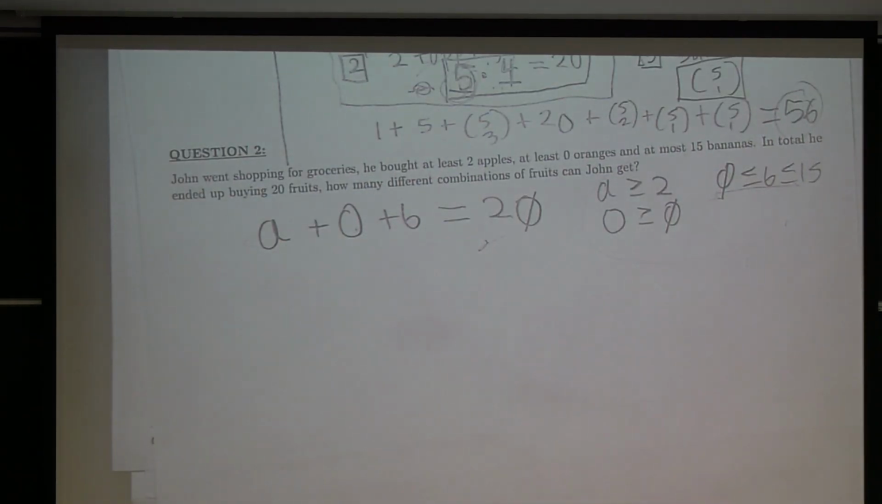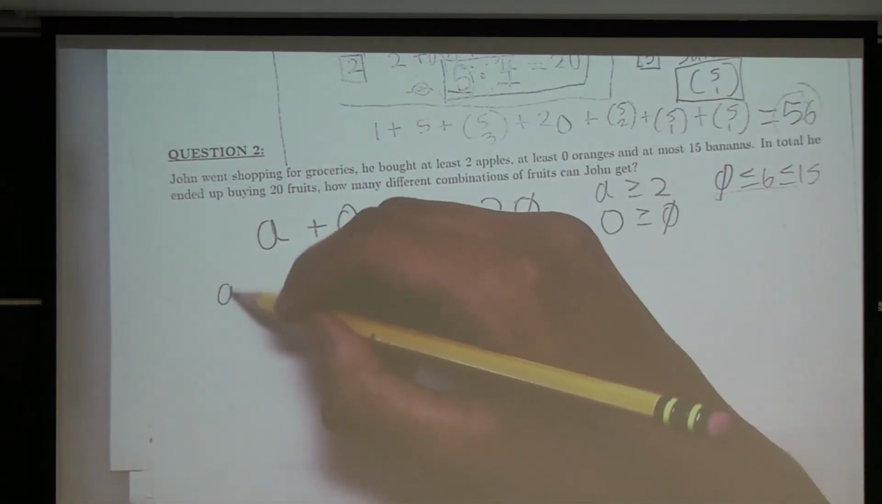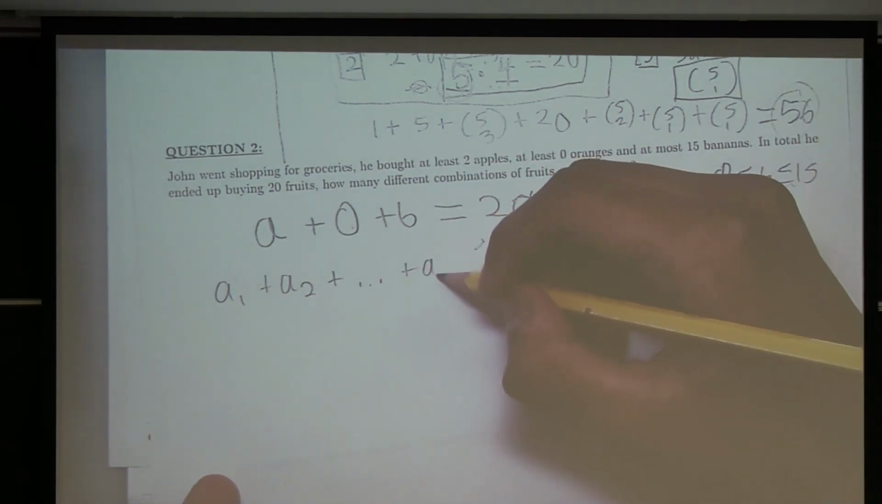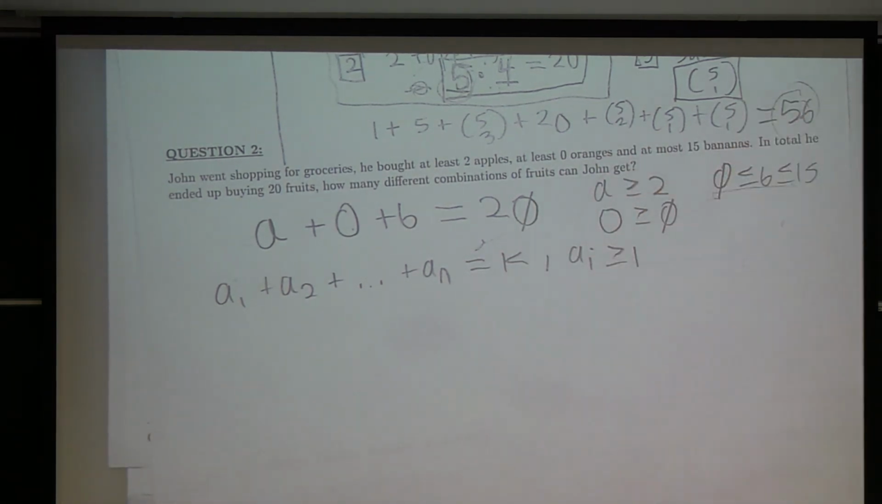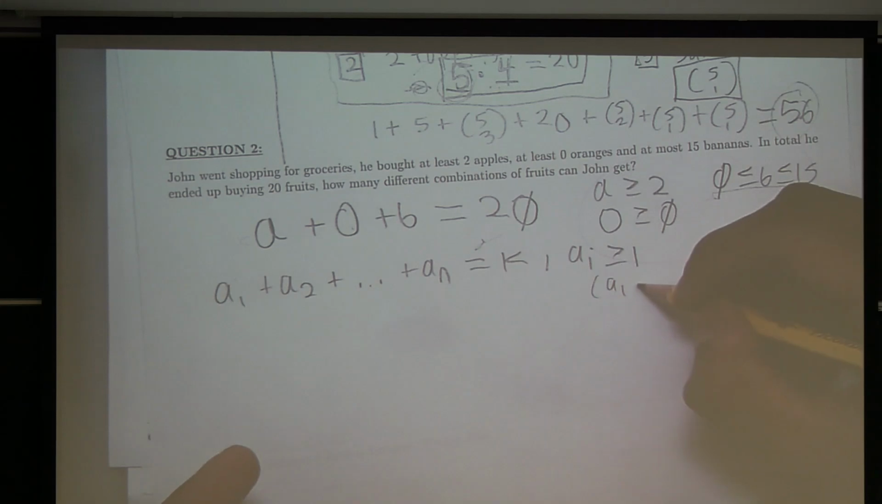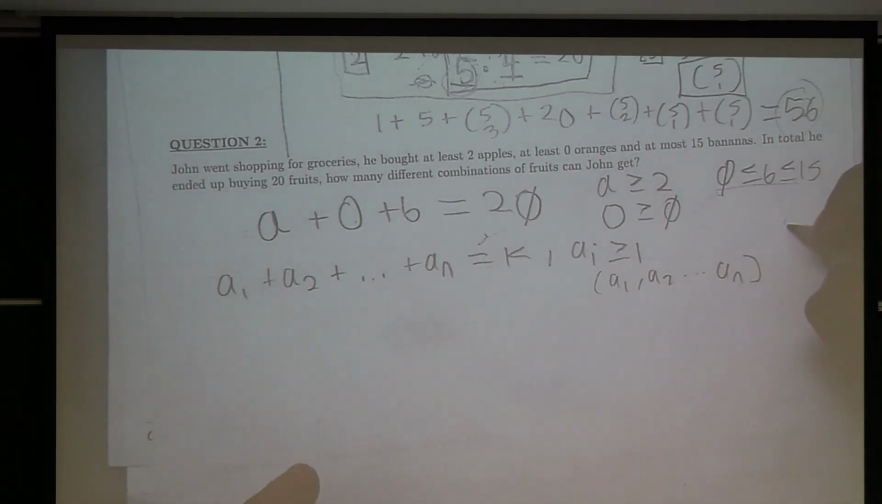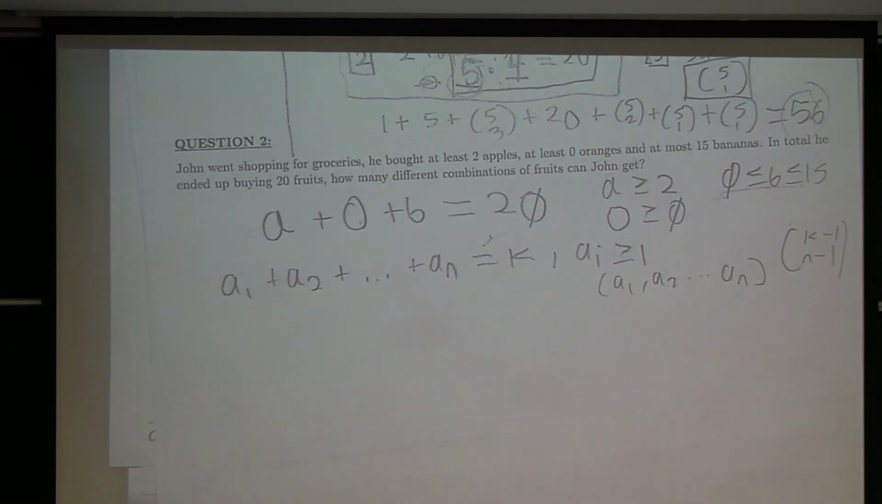So in tutorial, you were shown that if you had an equation a1 plus a2 plus ... all the way up to an, and that's equivalent to k, and each ai is greater than or equal to 1, then the number of solutions for a1, a2 ... an, and I should have said this earlier, every variable here is an integer, would just be k minus 1 choose n minus 1. This was shown in tutorial.